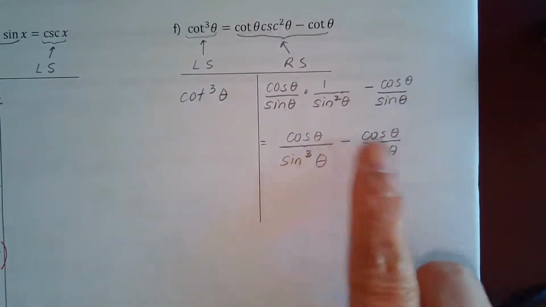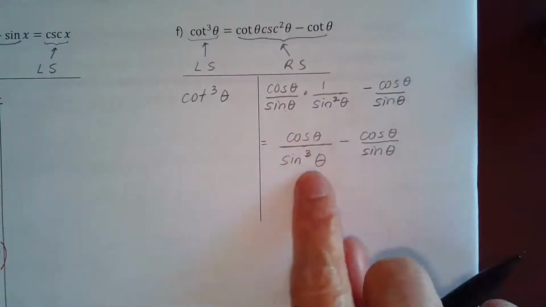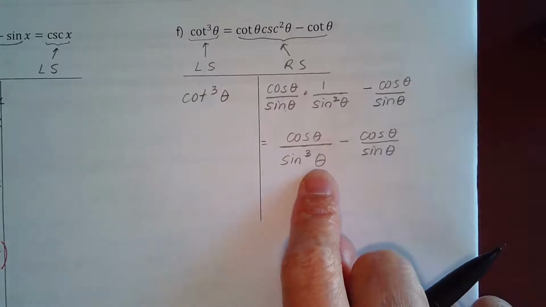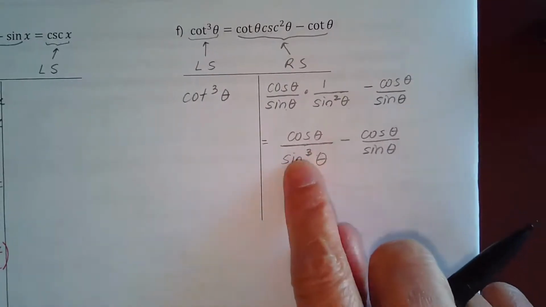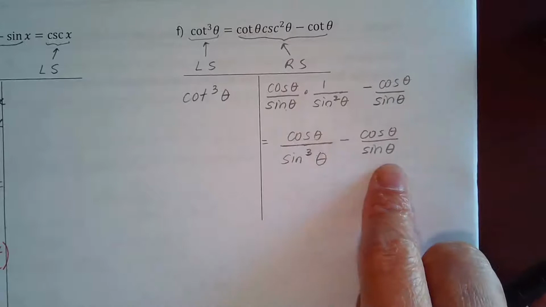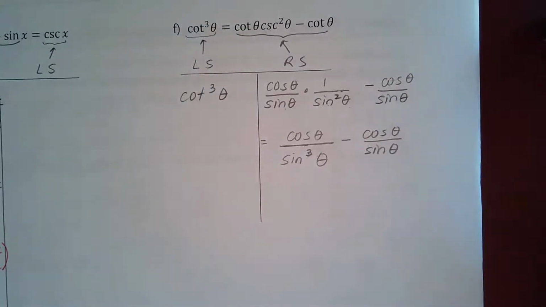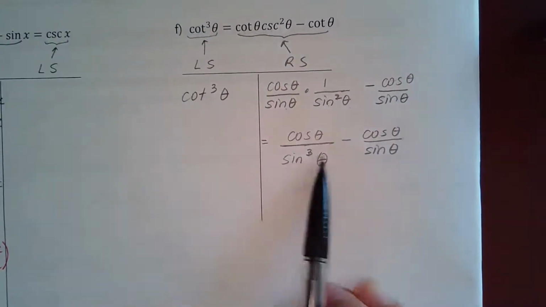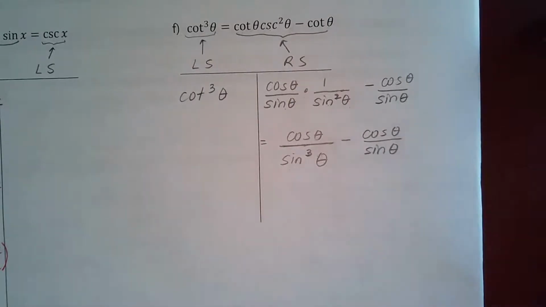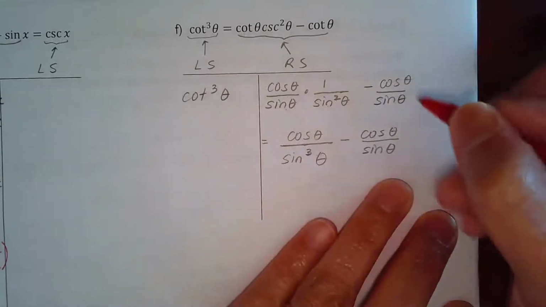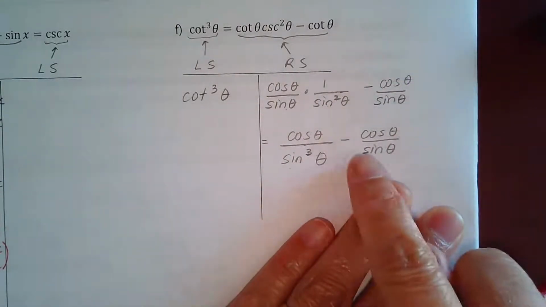Okay, so how can we combine these two fractions? So think of it as a fraction. The only way we can do that is if we have the same denominator. So what's the lowest common denominator? Well, this is sine cubed theta. This is just sine theta. So that means we need to multiply by sine squared theta, right, to make it sine cubed.